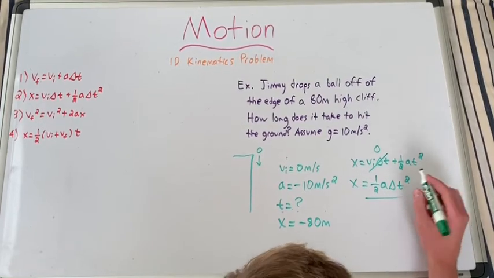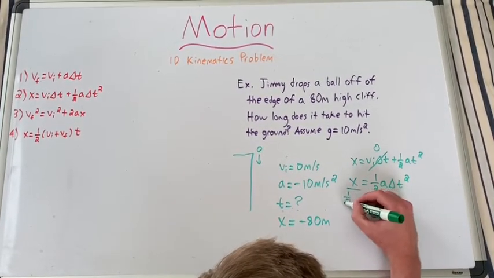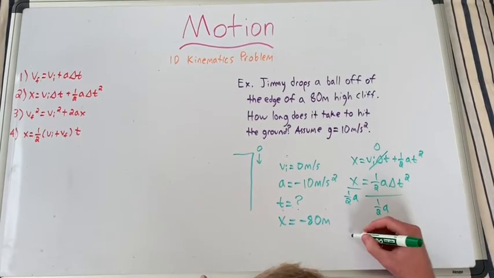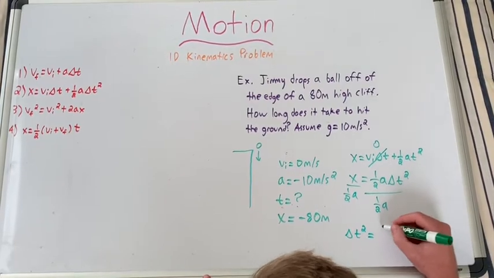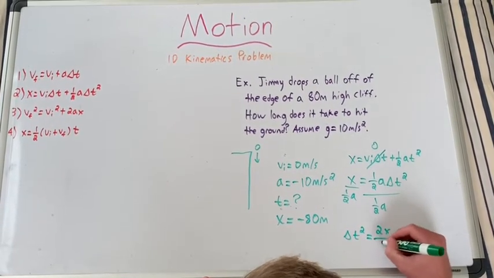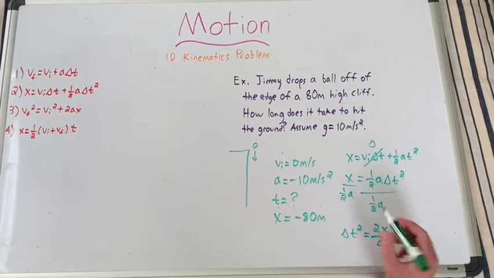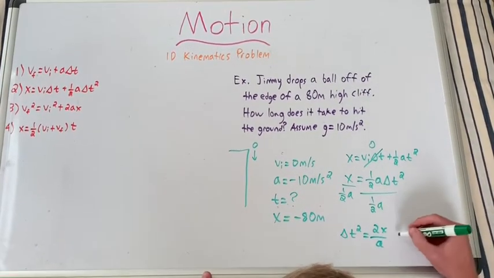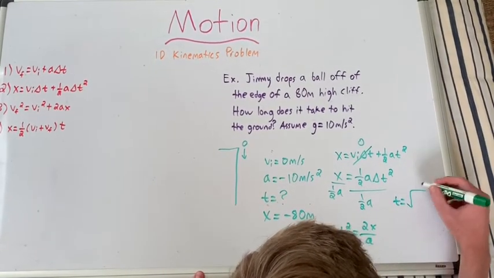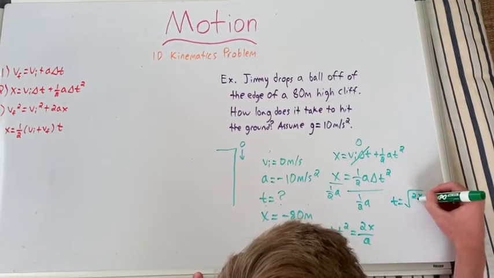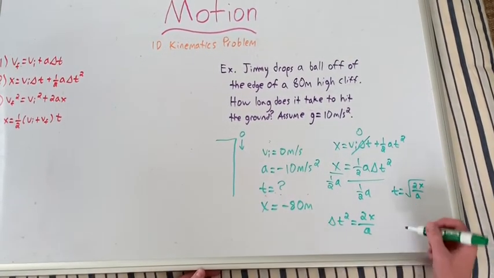So we can divide both sides by 1/2 acceleration. So we get delta t squared equals 2x over a. And then to get time, which is what we're solving for, we square root both sides. So we get t equals square root of 2 displacement over acceleration. And now we can plug in what we know.